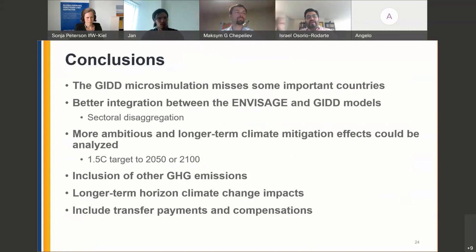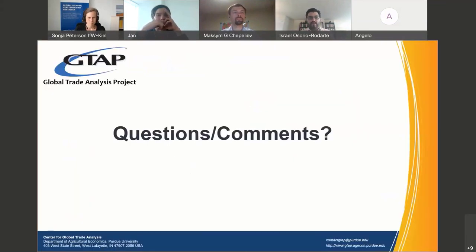And we are not considering the effects of climate change on poorer households. And very important, in this scenario we are not considering any transfer payments or compensations that can actually change the distribution of wealth. With that, let me conclude and open the floor for questions and comments.